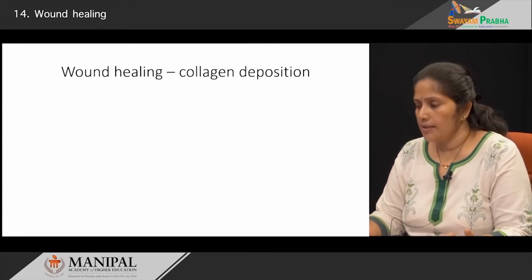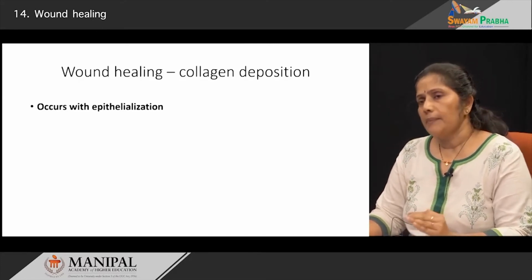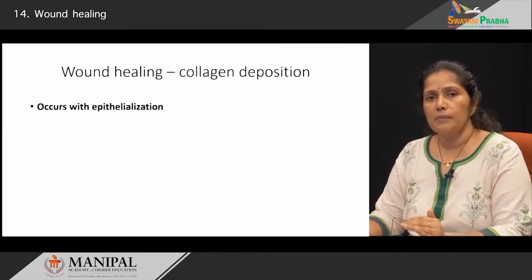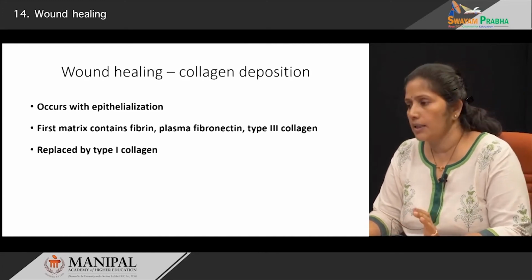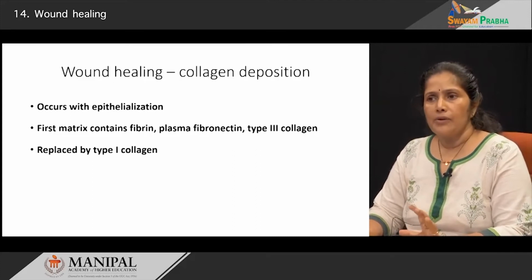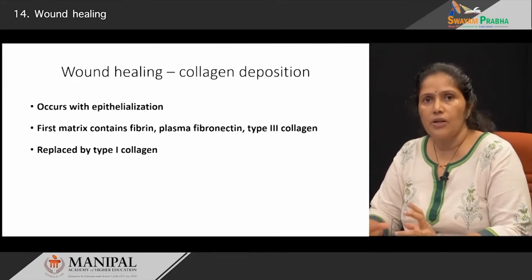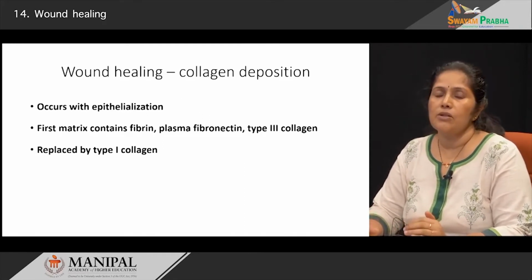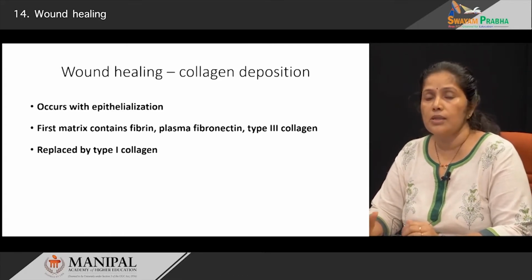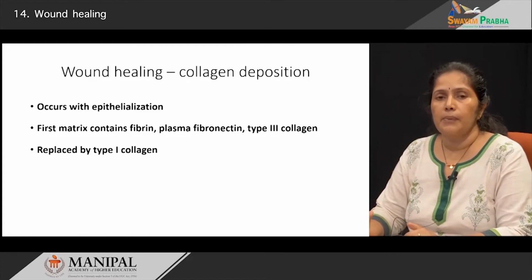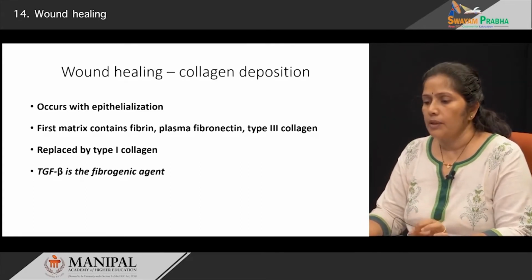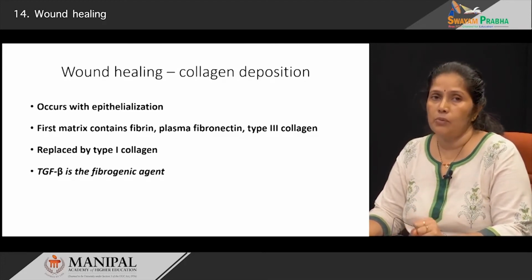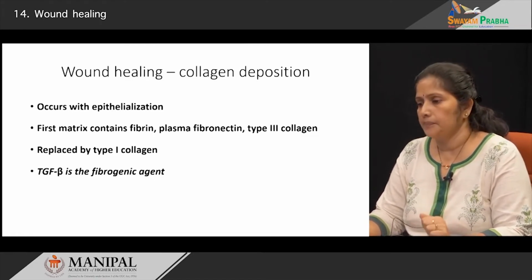Okay. Now, an important aspect is the deposition of collagen by these fibroblasts. It occurs simultaneously along with the laying down of the overlying epithelium. As the epidermal cells are forming in the dermis, the collagen is being laid down. At first the matrix has type 3 collagen, it still has a lot of fibrin, it has a lot of plasma fibronectin, and slowly over time this gets replaced by type 1 collagen. So, the collagen starts with type 3 collagen and later gets replaced by type 1 collagen. A very important player in stimulating these fibroblasts is transforming growth factor beta.